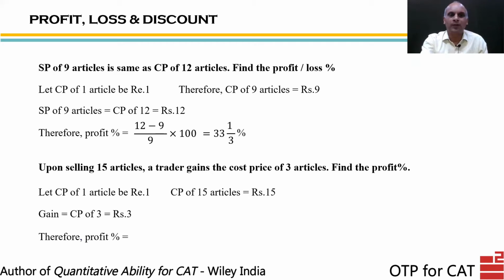And therefore, what is the profit percent? The profit percent formula is profit divided by CP into 100. So it is 3 by 15 into 100, and that's 1/5. And 1/5 means what? 20%. So we have a profit of 20% here. So in all these questions, you should be able to observe now that when we convert data from articles to rupees, things get much, much easier.